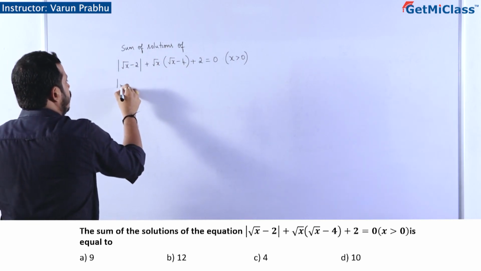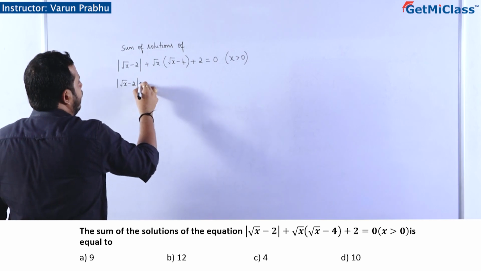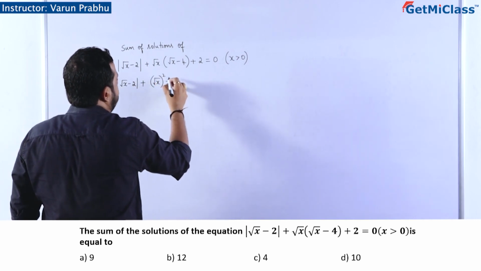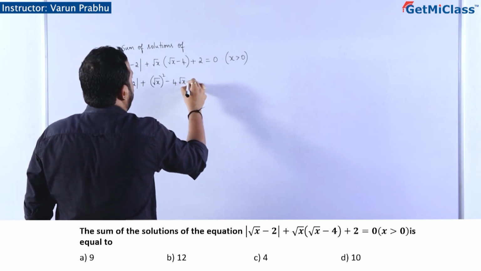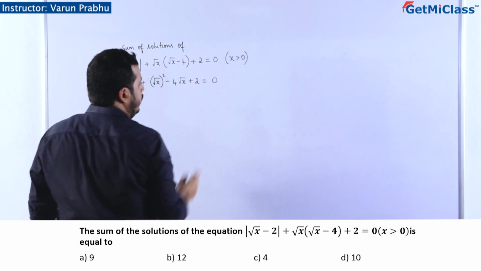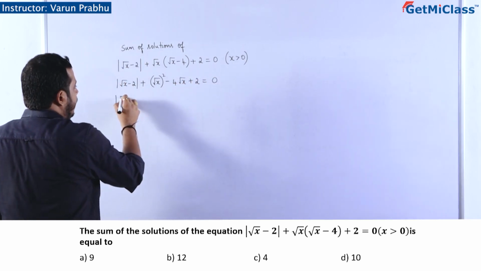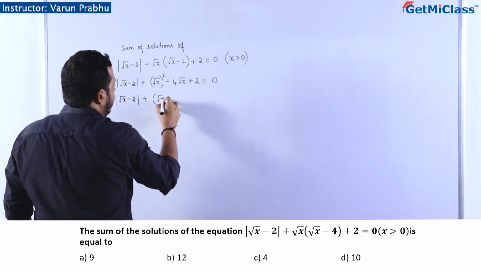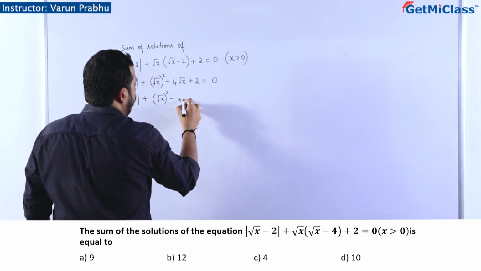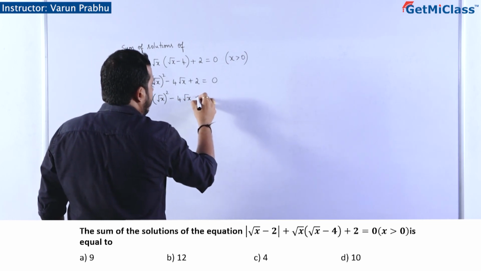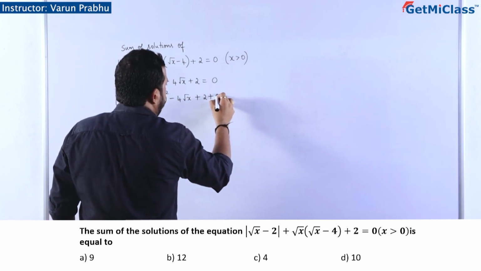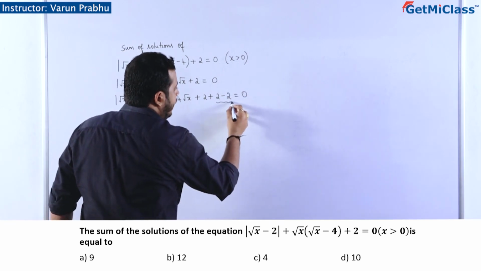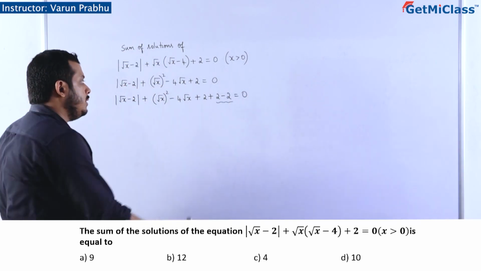Is it okay? So root of x minus 2 plus, I can write this as root x into root x, which can be written as root x the whole square, minus 4 root x plus 2, that is equal to 0. So I can now write root x minus 2 plus root x the whole square minus 4 root x plus 2. This is one addition I've made here: I'll add 2 and subtract 2.